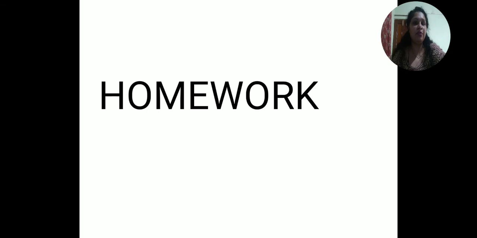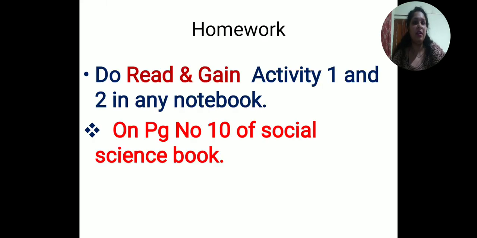So now students, you have to write all these book exercises in any notebook and start learning. And there is a homework also for you all. So what is the homework? The homework is do, read and gain activity 1 and 2. In the book, page number 10 of social science, you will see a read and gain. In read and gain, there is an activity. First, you will read that paragraph carefully and understand it, and then there are 2 activities, activity 1 and activity 2.